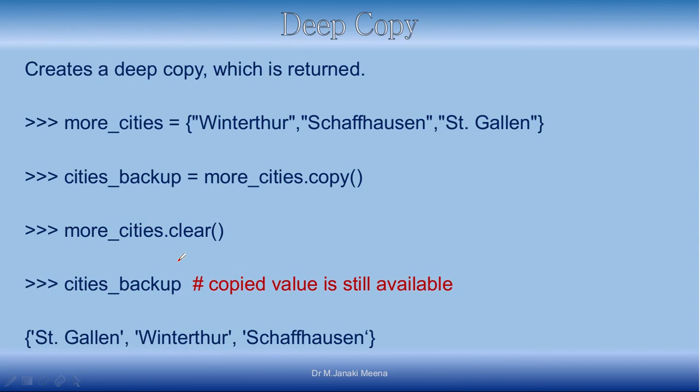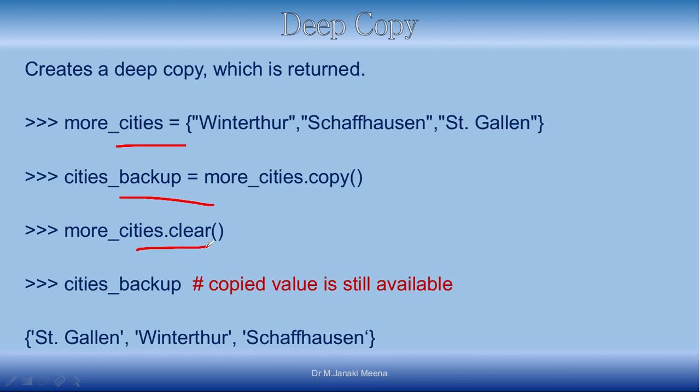So how to do a deep copy? We have already seen this for lists. The same way, there is a copy function defined. We can use the same copy function here also. So let's consider the same example. When you have a set, more cities, and when you want to create another set with deep copying, then you have to use the copy method, more cities dot copy. And then you verify whether it is correctly done.